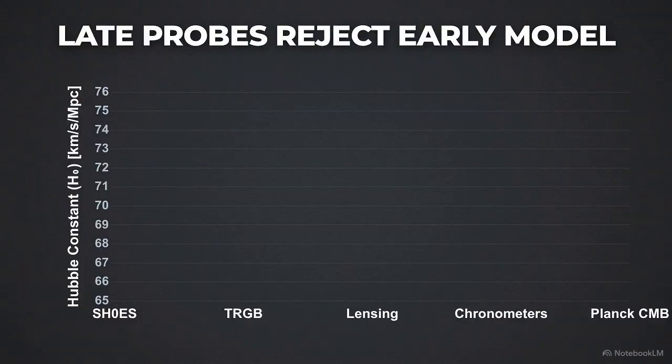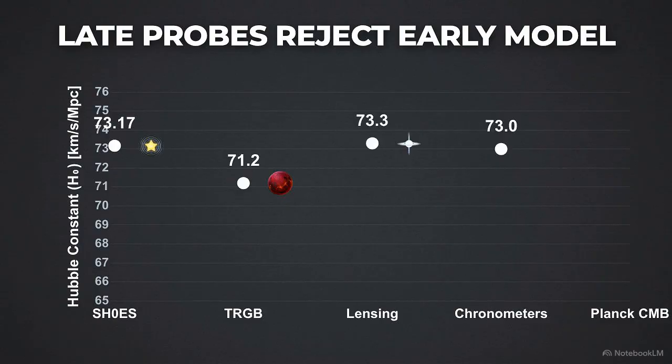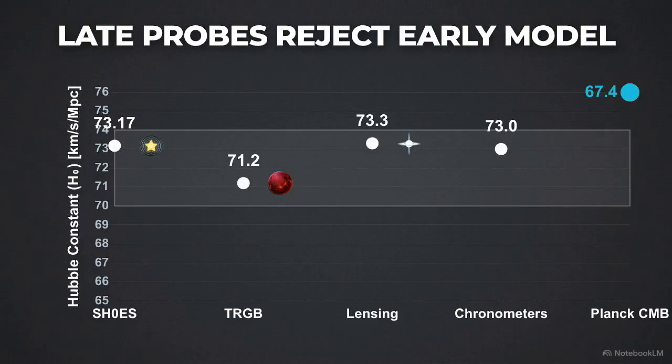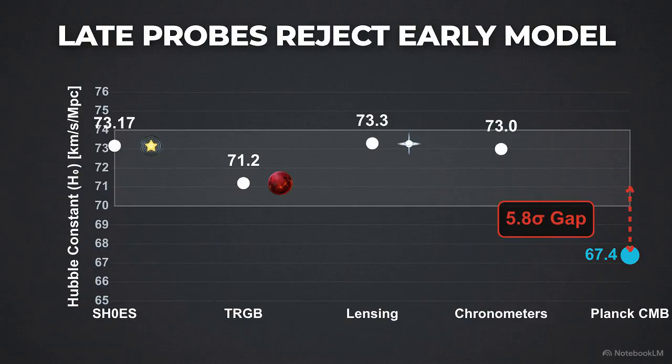This graph compiles the results of every independent late universe probe audited: SHOES, the tip of the red giant branch, strong lensing, and cosmic chronometers cluster tightly between 70 and 74. And isolated below them is the early universe prediction of 67.4.